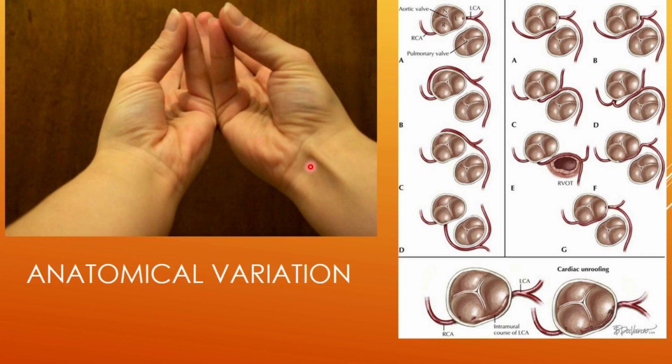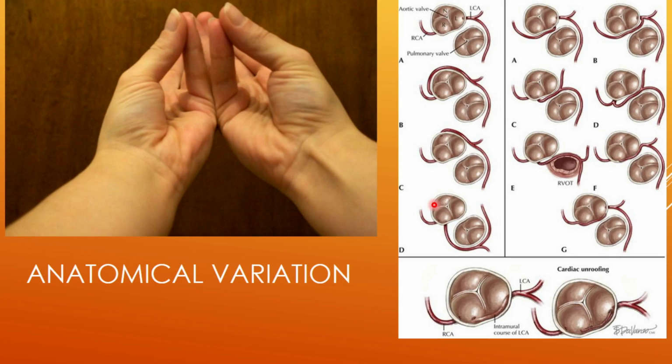Another common anatomical variation happens in the heart, and this is all to do with the origin of the coronary arteries. Usually the coronary arteries arise from two of the three cusps that make up the aortic valve at the top of the heart. However, as we can see depicted in this image, there are so many different ways that coronary arteries can be arranged from their origin on the aorta.